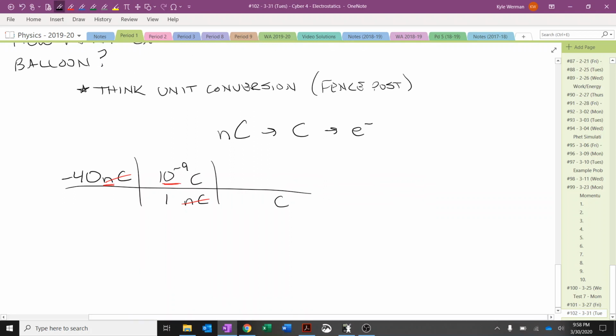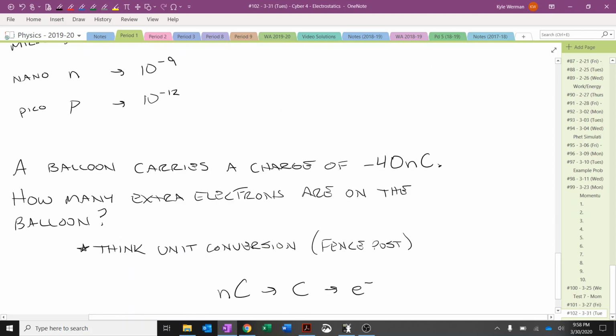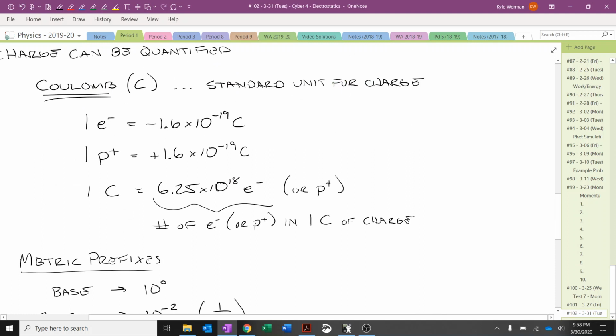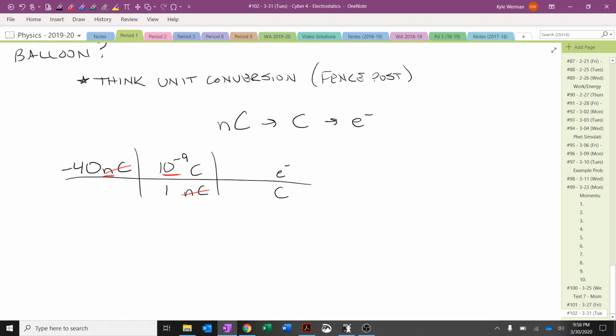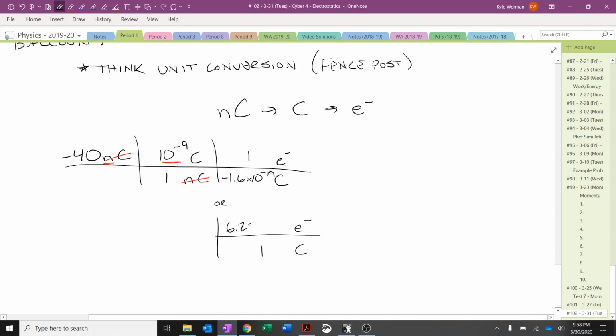Now from here, it's just about getting from coulombs to electrons. And here I can use either one of my conversion factors. We know 1 electron is negative 1.6 times 10 to the negative 19 coulombs. And we also know that 1 coulomb is 6.25 times 10 to the 18 electrons. So depending on how we want to work it, I can do it this way: 1 coulomb is negative 1.6 times 10 to the negative 19. Or I can do this step. You still have to have E on the top and C on the bottom, but I can say that 1 coulomb is 6.25 times 10 to the 18 electrons.